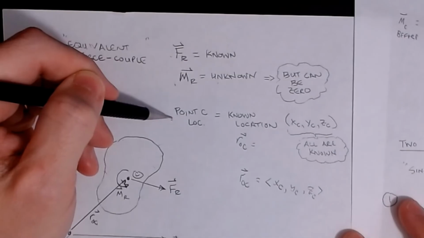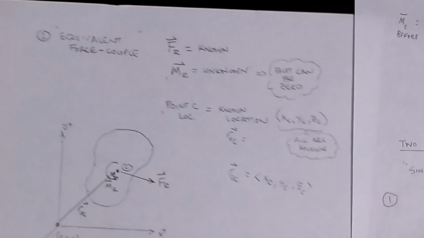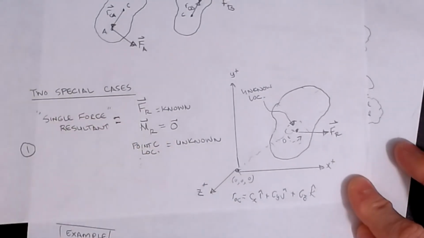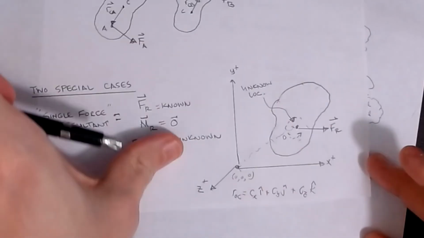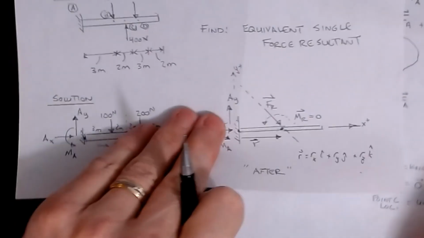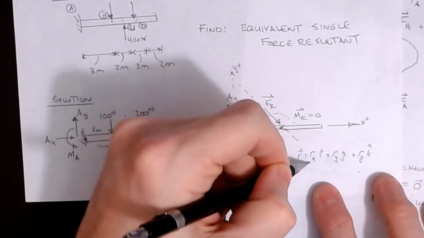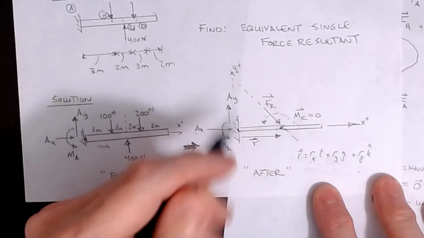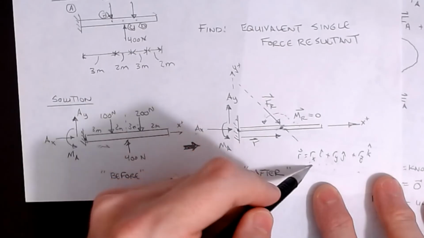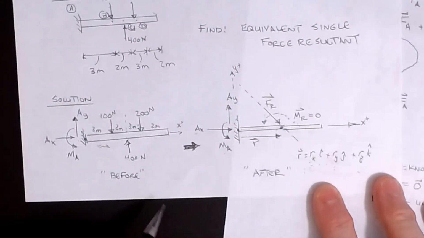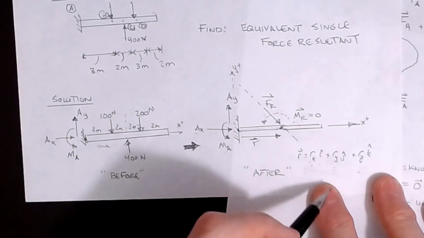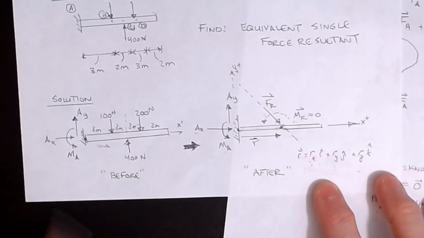So that R vector, where we wrote the statement that R was RXI plus RYJ plus RZK, will now have known values of Rx, Ry, and Rz. So you'll know where the point is in relation to your origin. You'll be able to write that directly, and that makes your math a whole lot easier as well.